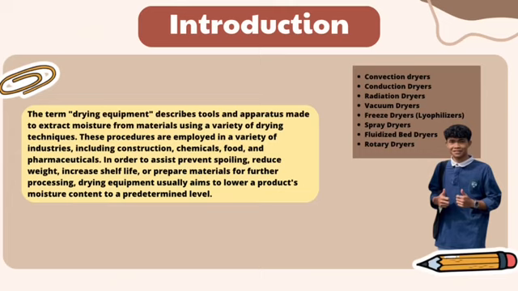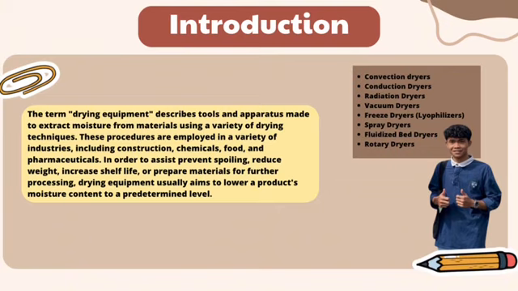So, for the introduction, the term drying equipment describes tools and apparatus made to extract moisture from material using a variety of drying techniques. These procedures are employed in a variety of industries, including construction, chemicals, food, and pharmaceuticals, in order to help prevent spoiling, reduce weight, increase shelf life, or prepare materials for further processing. Drying equipment usually aims to lower a product's moisture content to a predetermined level.